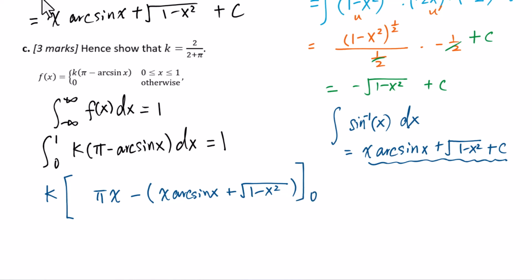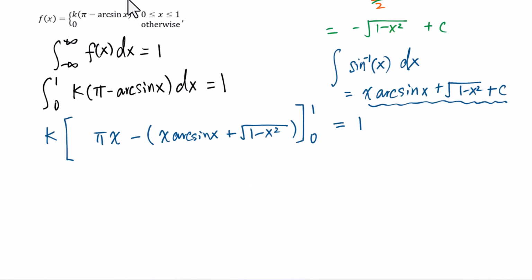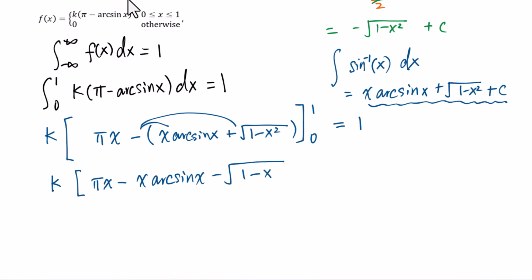Evaluated from 0 to 1 equals 1. We do the distributive property here. K times (pi x minus x arc sin x minus square root of 1 minus x squared) evaluated from 0 to 1 equals 1. Then we will substitute 1 into these expressions. K times (pi minus arc sin 1, which is pi over 2, minus 0).